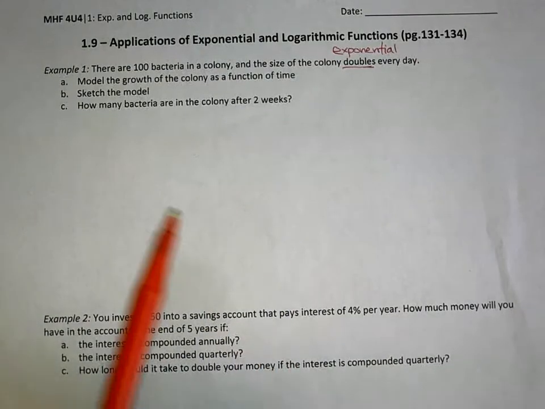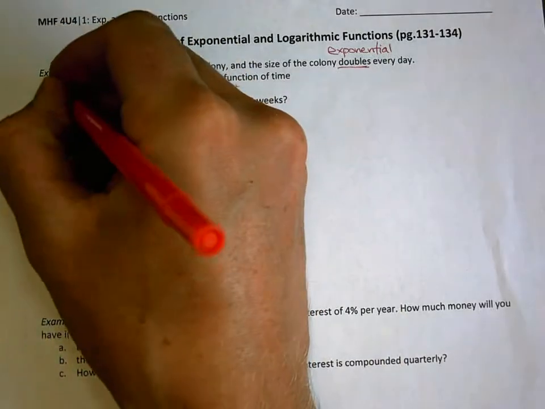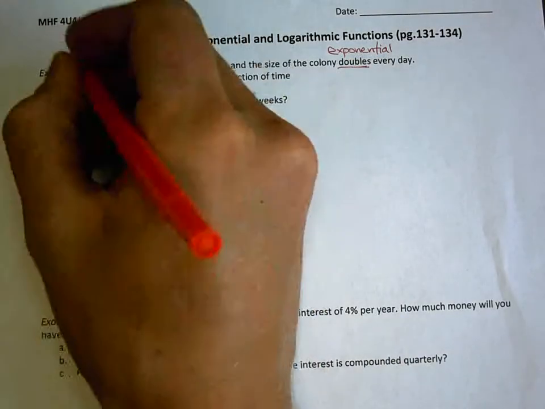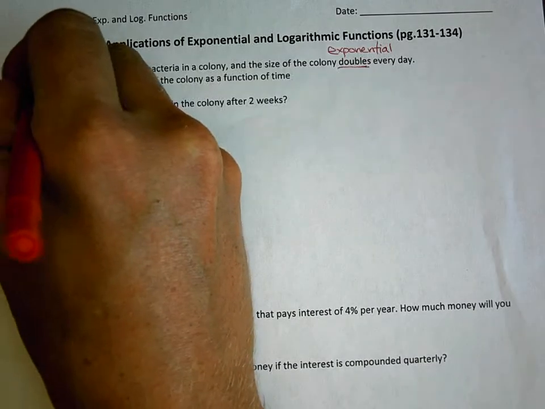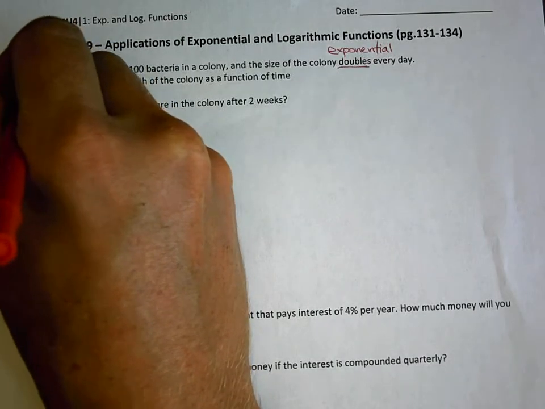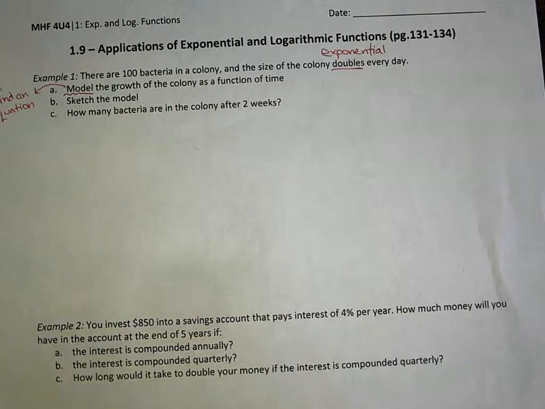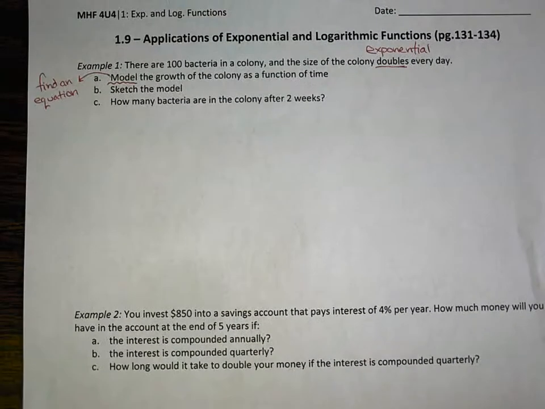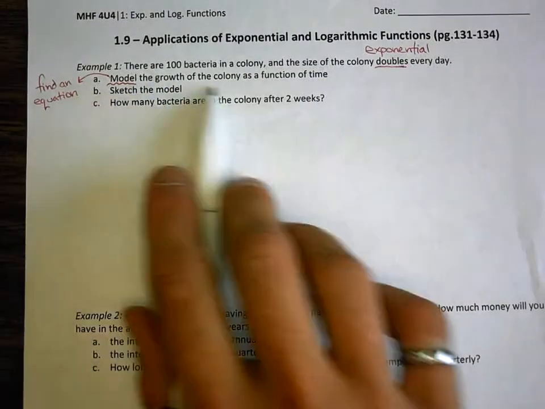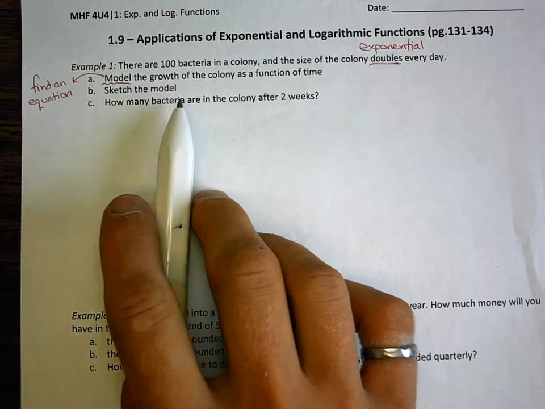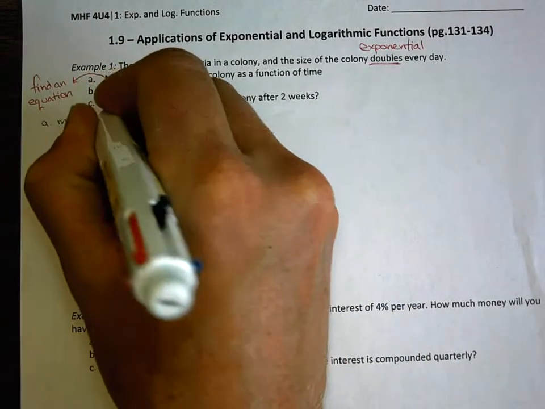Then the question is asking us to model the growth of the colony as a function of time. Model, this is a key word. That means find an equation, a mathematical model. Think about a weather reporter trying to model the weather. They have all these equations that then allow them to predict the weather. So what I would suggest, if they're not giving you the equation, you have to make it up yourself. It really helps to make a table to help think the problem through.